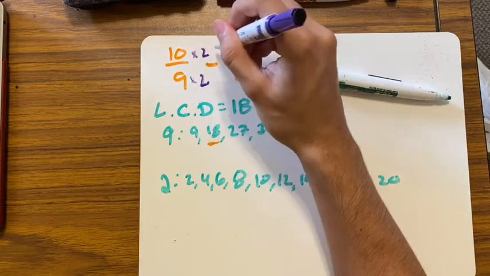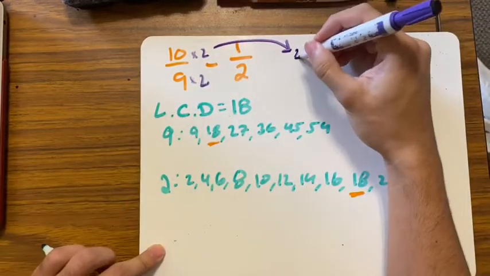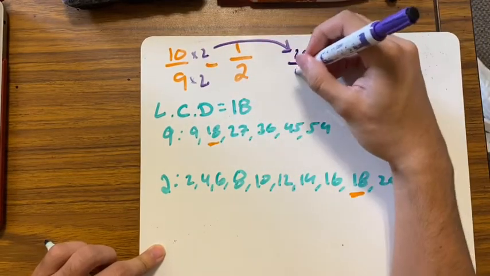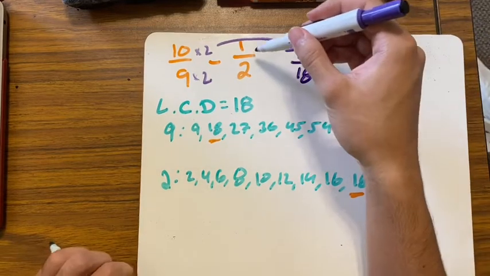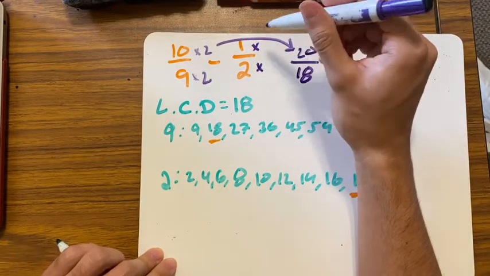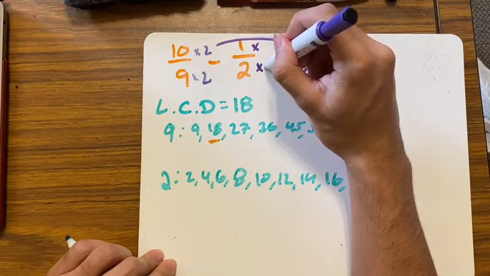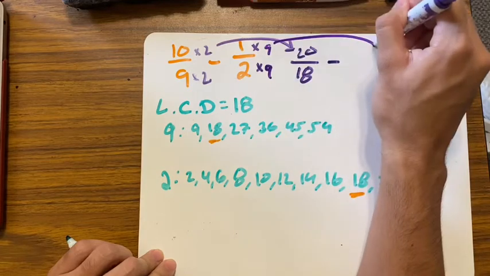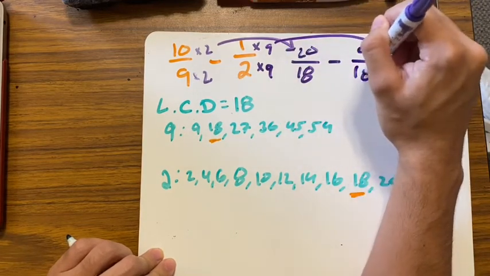Exactly, 2. 10 times 2, 20. 9 times 2, 18. Alright, now let's go ahead and do the same for this one. 2 times one number will give me 18. Yeah, exactly. 9, same thing, right? 1 times 9, 9. 2 times 9, 18.